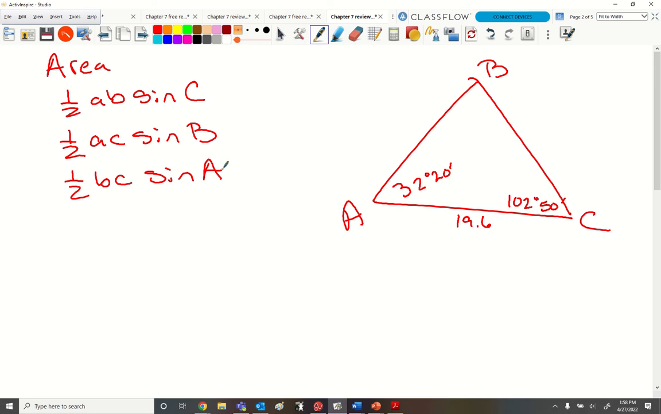Can I use law of sine yet? What do I have to do first to use law of sine? Solve big B. Yep, solve for big B. So subtract that from 180 to get big B. So big B is going to look like this. It's 180 minus 102 degrees 50 minutes minus 30. That's a minus sign there.